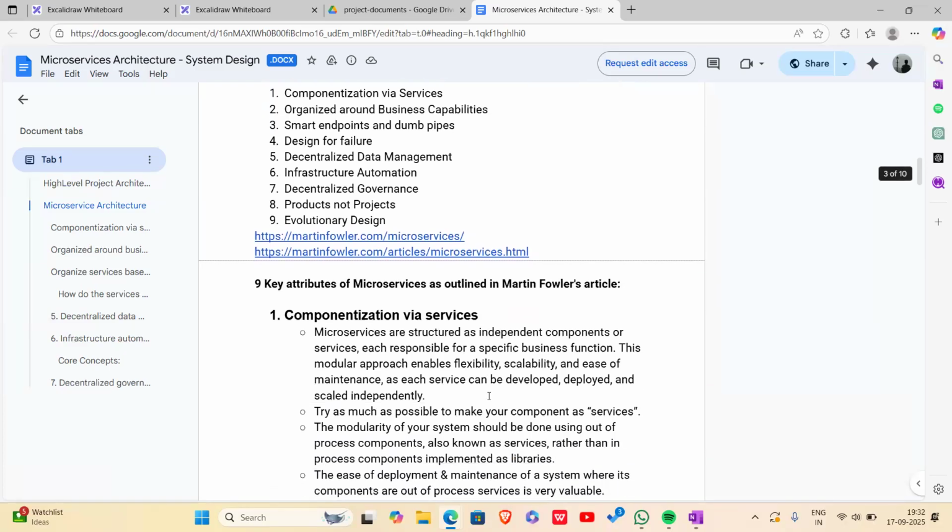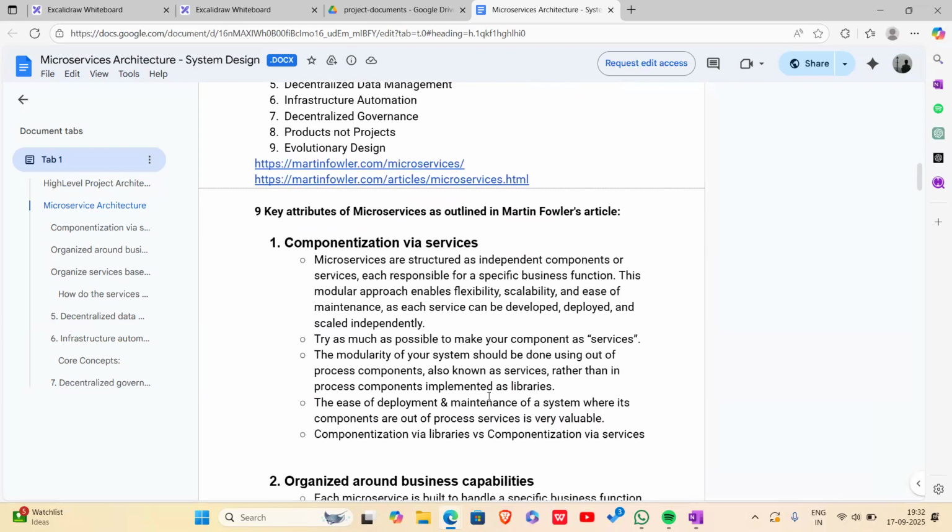The key attributes of microservices, as outlined in Martin Fowler's articles, are given there. First one is componentization via services. Microservices are structured as independent components or services, each responsible for a specific business function. This modular approach enables flexibility, scalability, and ease of maintenance, as each service can be developed, deployed, and scaled independently. Try as much as possible to make your components services.